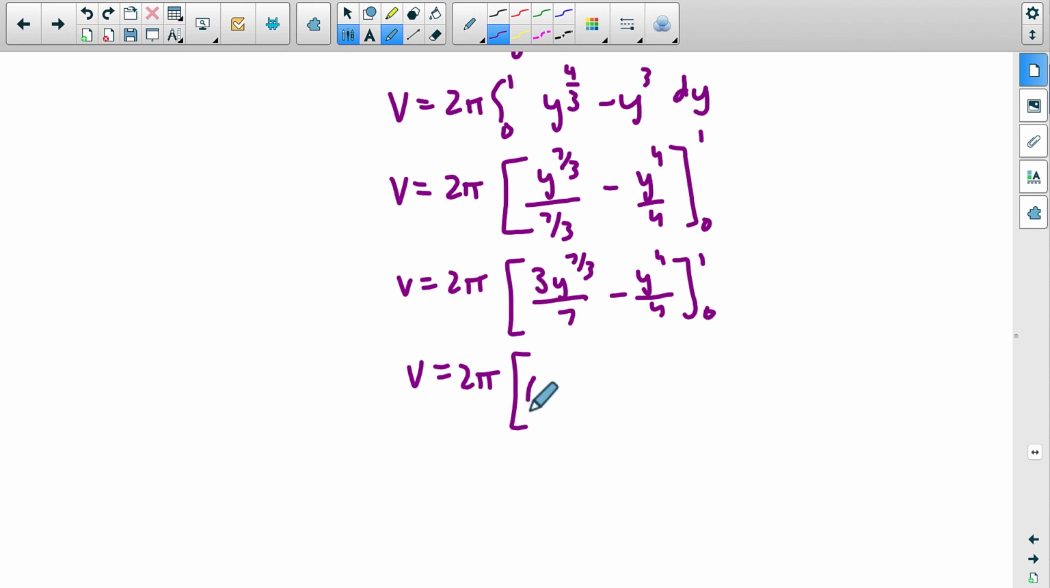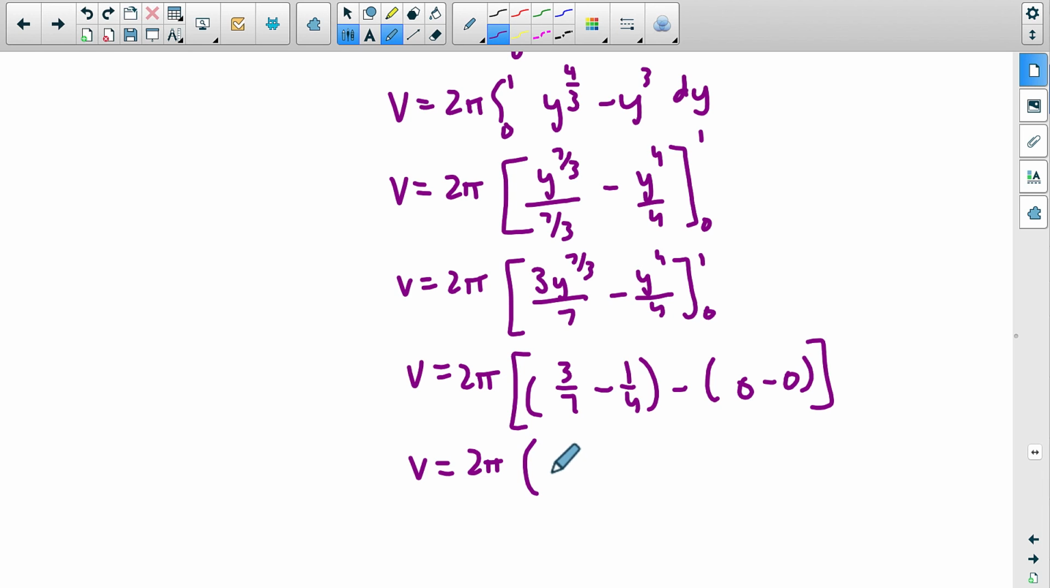So let's see what we get. We plug 1 in here. 1 to the 7/3, 1 to the anything is still just 1. So we got 1. 3 times 1 is 3, divided by 7, we get 3/7. Minus, put 1 in here, 1 to the 4th is 1, divided by 4, you get 1/4. Then minus, put 0 in here, it's 0. Put 0 in here, it's 0, so there's nothing to worry about there. Just have to do these first fractions.